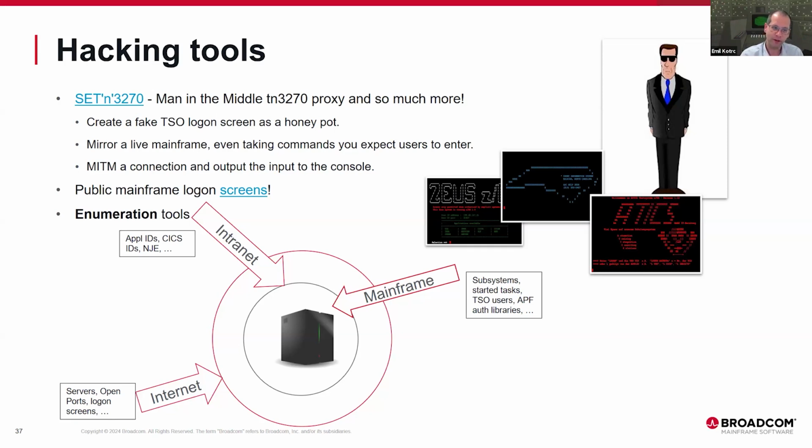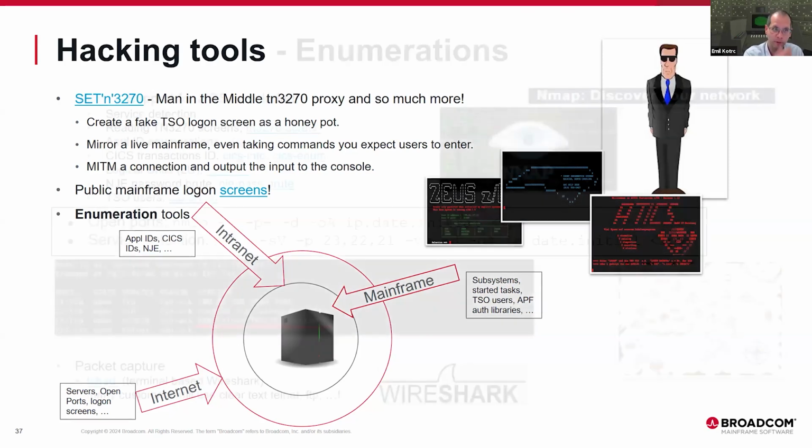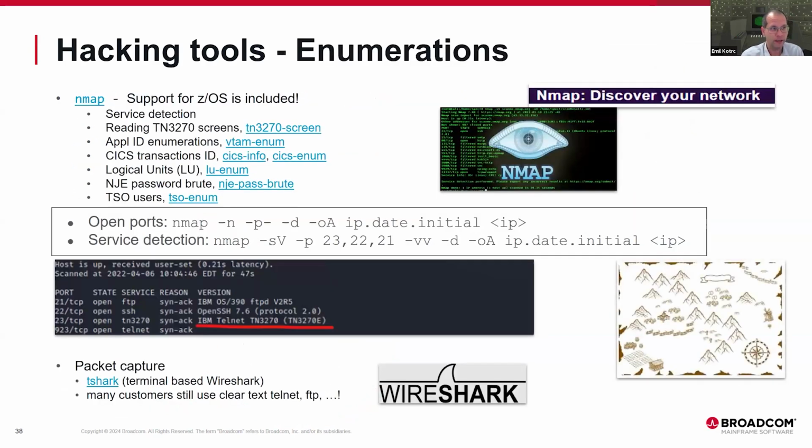And once someone is able to get into the mainframe, then there are some other enumeration tools that can see what are the subsystems, what are the TSO users, what are the APF authorized libraries, and so on. So I will go through some of them quickly. Nmap. It's one of the famous tools, and it was available for distributed platforms for years, and now there is also support for z/OS, and it can do really cool things.